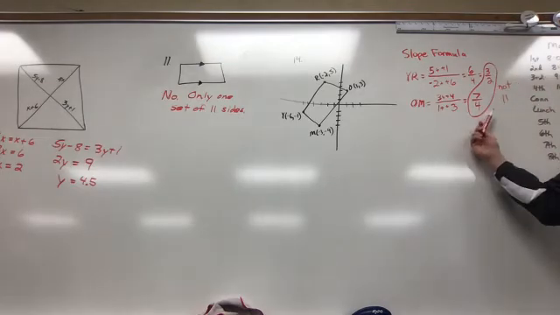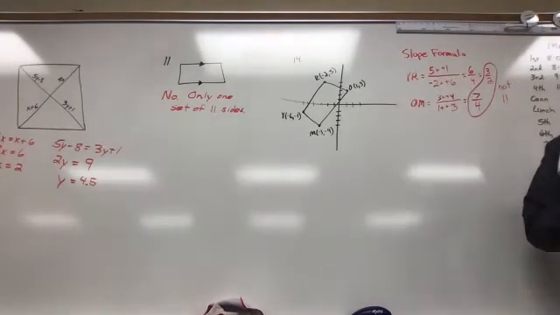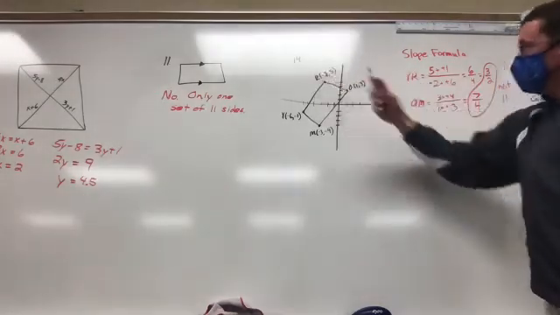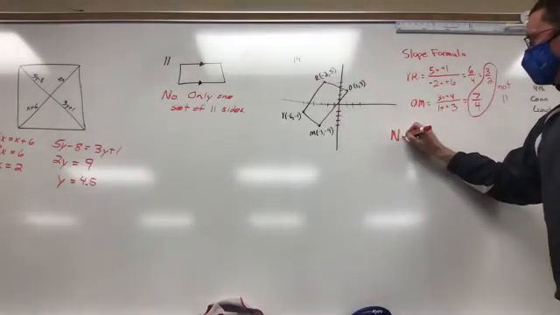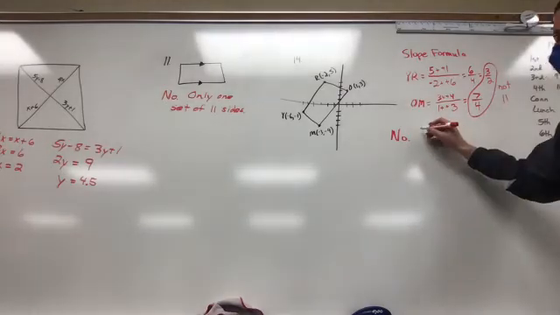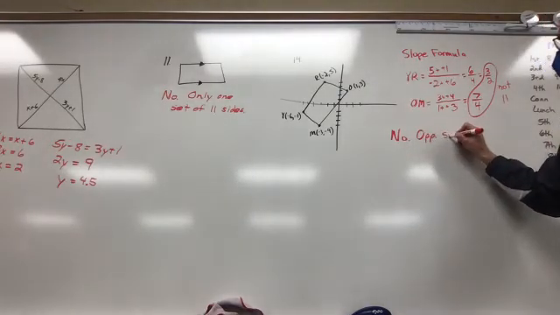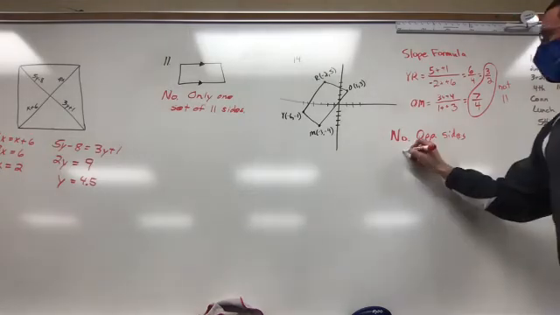If those two lines are not parallel, would I have to go any further? Nope. It's impossible to have a quadrilateral if these opposite sides are not parallel. So at this point, we can say no. And our justifying reason, I'm going to do some abbreviating here: opposite sides are not parallel.